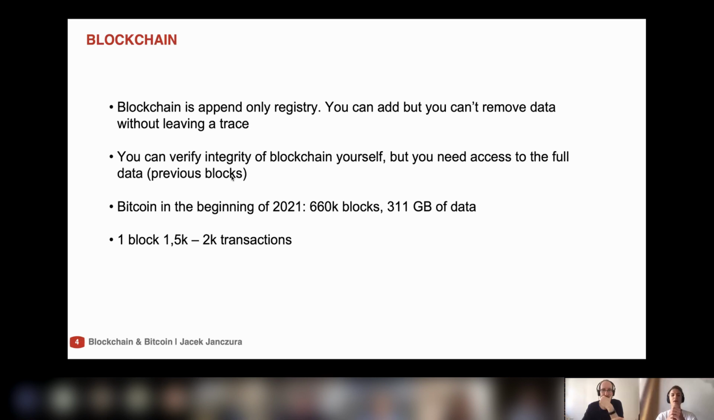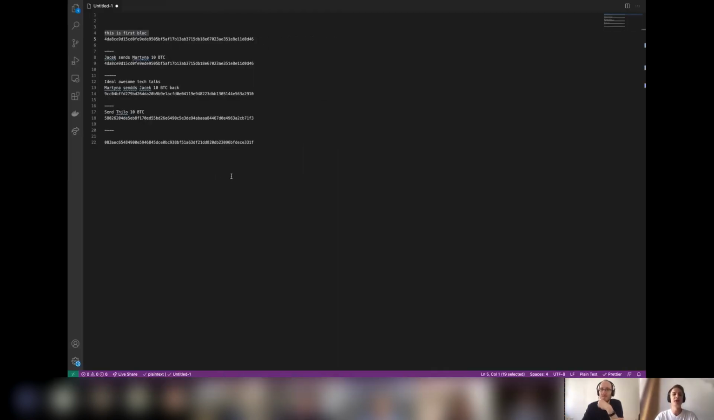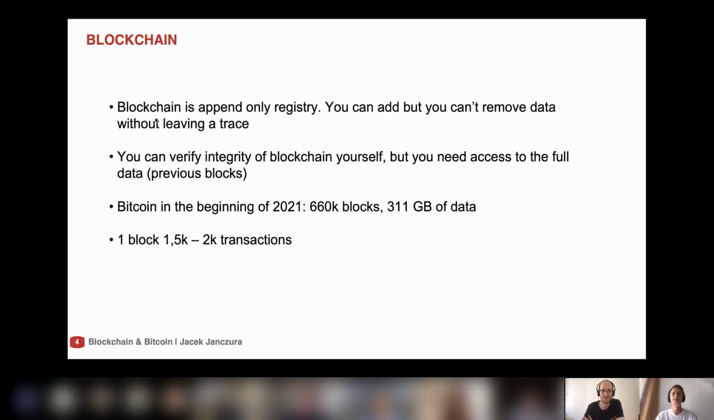You can verify the integrity of the blockchain yourself, but to verify integrity, you need to have the whole blockchain, so the previous blocks. So to check if someone sent Tilo 10 Bitcoin, you need to check the whole blockchain, if everything is okay with the hash root. So that's as well very important.